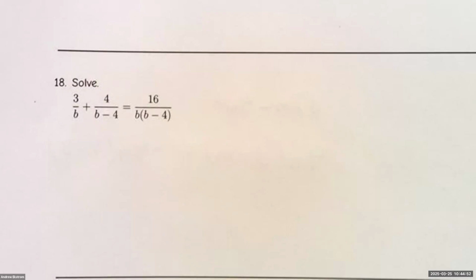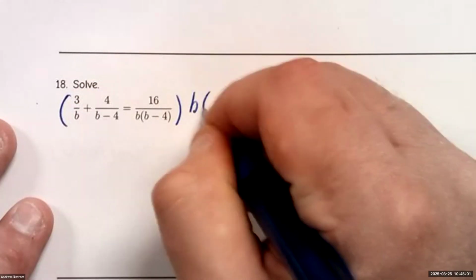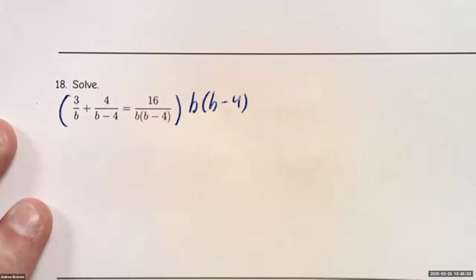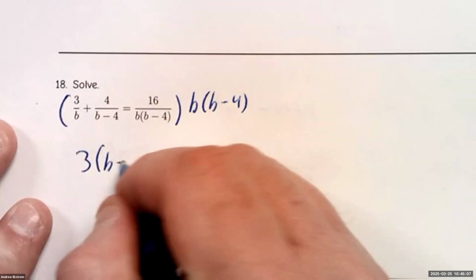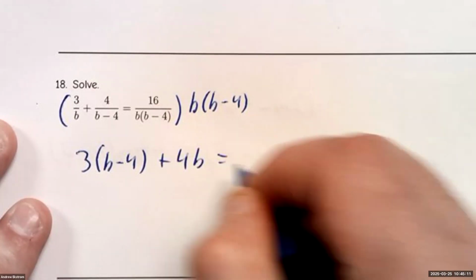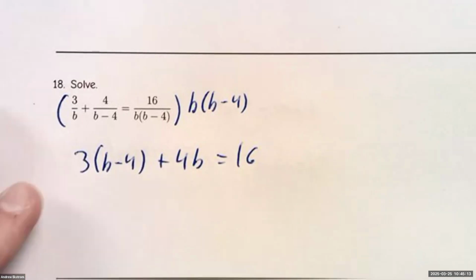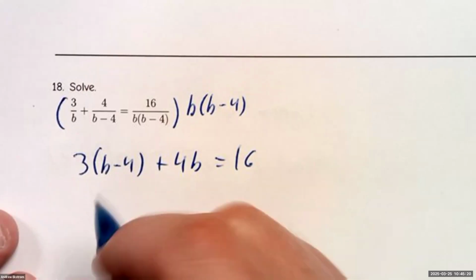With this last one, do we like fractions? No, we don't. How do we get rid of a fraction? Multiply by the biggest denominator that we have. When you do that, you get 3 times b minus 4 plus 4 times b equals 16. Then you can solve it. You can also look at this.